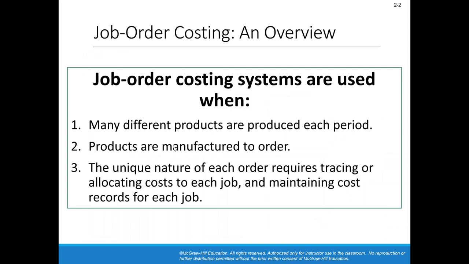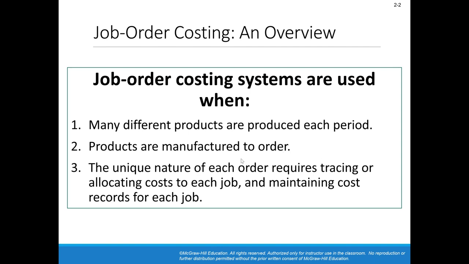So the job order costing system is one where you are allocating to a specific job. In other words, you're not building the same product over and over again. You're building different products, and so you want to know what that particular product that you're building is going to cost you. So in this, many different products are produced each period. They're manufactured to order, so these are custom type. And the unique nature of each order requires tracing or allocating cost to each job and maintaining cost records for each job.